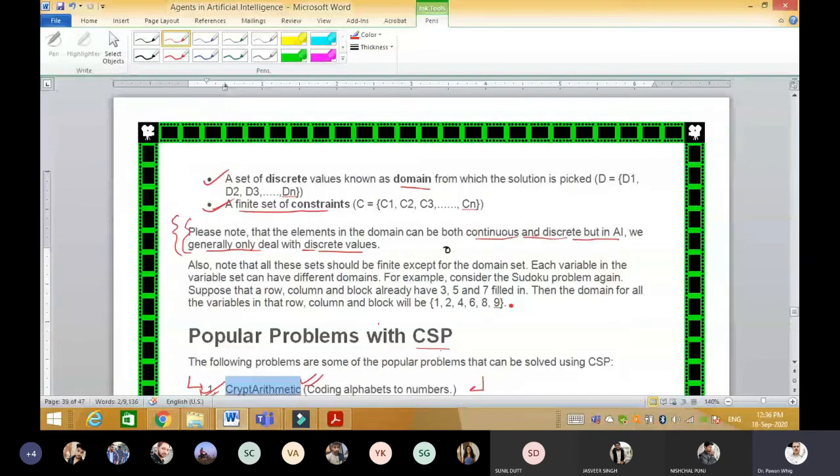And also you have to provide one example. I think Sudoku is one of the best examples. You should provide Sudoku as an example here.